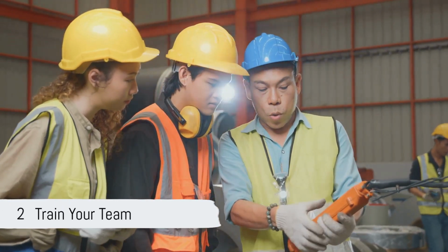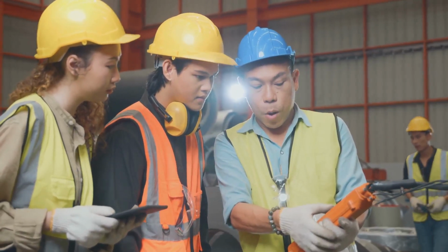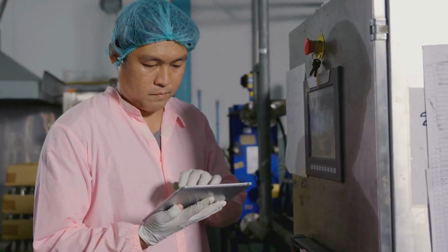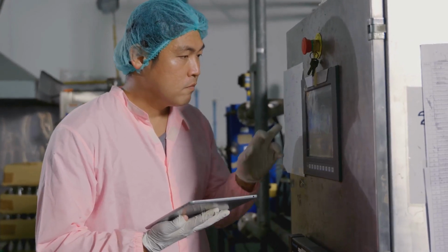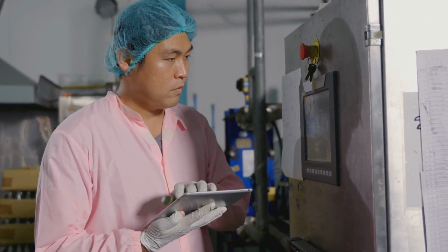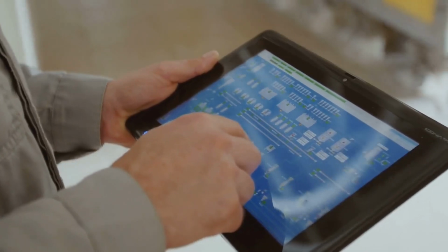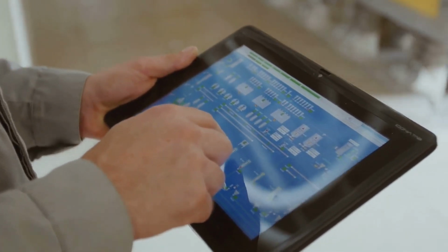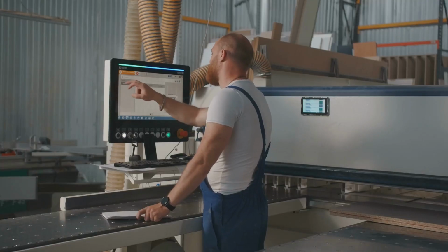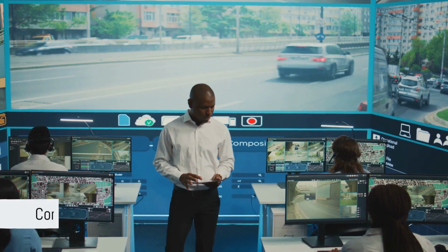2. Train your team. Make sure everyone who uses the plan knows where to find it, how to interpret it, and what to do when things go wrong. Include control plan training in onboarding and refresher training. 3. Use visual aids. Consider visual control boards or tablets at workstations. The easier it is to access the plan, the more likely it will be followed.